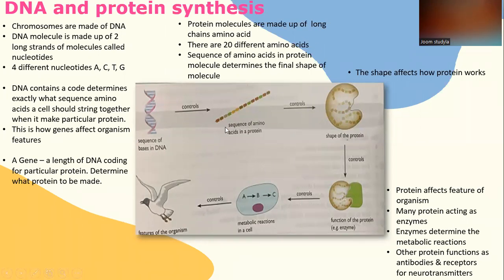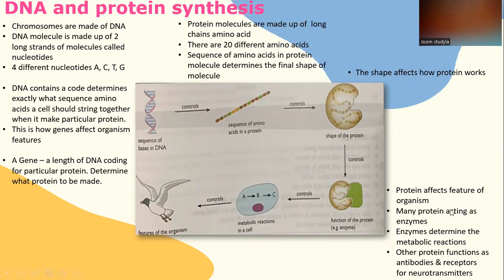Protein molecules are made up of long chains of amino acids. There are 20 different amino acids, and the sequence of amino acids in a protein molecule determines the final shape of the molecule. The shape of the molecule affects how the protein works. DNA contains a code which determines exactly what sequence of amino acids a cell should string together when it makes a particular protein. This is how genes affect organism features.